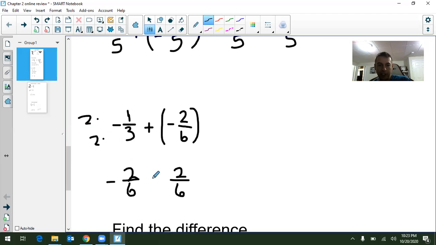And these are both negatives, and we're adding them together. So I said negative plus a negative is a bigger negative. So we're going to take -2 plus a -2, which is going to get us -4/6. And then you can reduce that. You can pull out a 2. So if I divided -4 by 2, I'd have a -2, and then 6 divided by 2 is a 3.